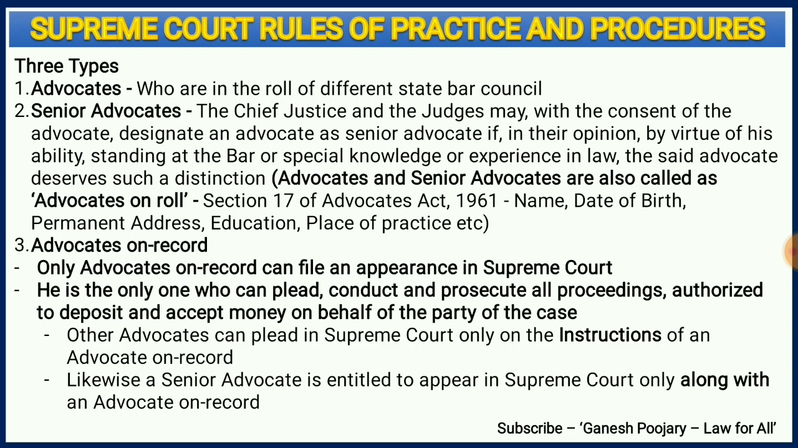And if any advocate wants to practice in Supreme Court, they can do that only on the instruction of the advocate on record. Likewise, if any senior advocate wants to appear in Supreme Court, they can do it only when they are representing along with an advocate on record. Both advocates as well as senior advocates cannot independently file an appearance or plead or conduct or prosecute in any proceedings of the Supreme Court. Hope that makes it very clear. Now, how to become an advocate on record is in my next slide.